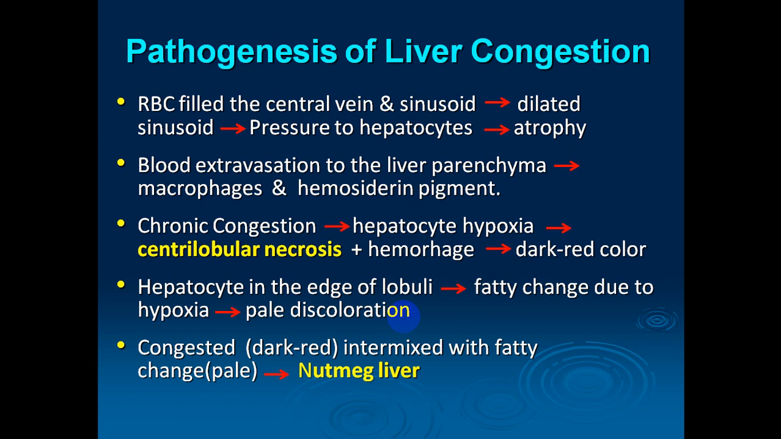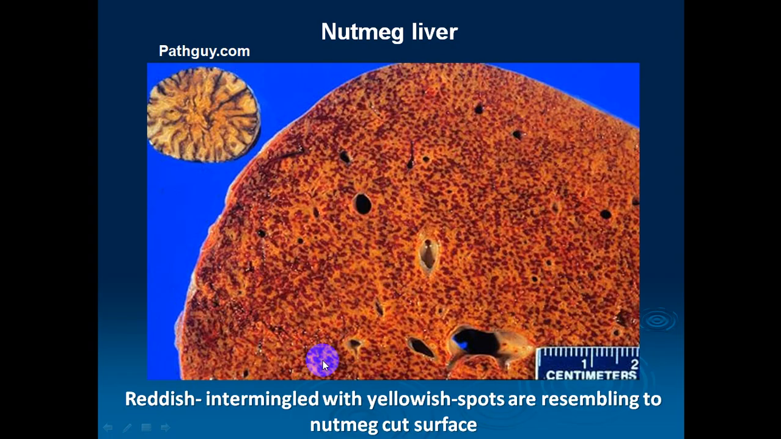Okay, pale discolorations of the liver. The congested part, dark red in color, will be intermixed with fatty change, which possesses a pale color. So the combination of congestion and fatty change will produce nutmeg liver. Here, this is nutmeg liver.